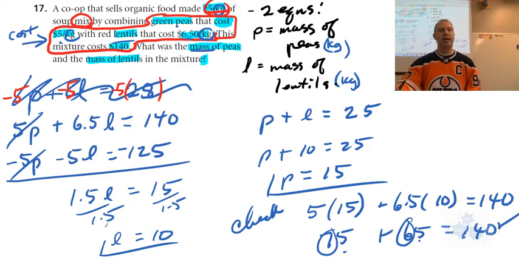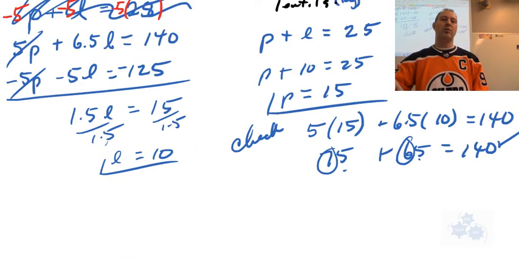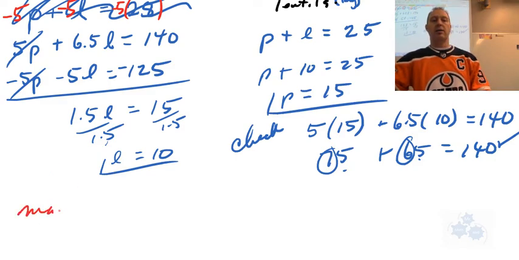Okay? So if you can do some of this stuff in your head, mental math, it saves you some time. If you're unsure, please use your calculator. So there's your answer. Now it's a word question, so what you really ought to do at the very end is don't leave it like this. You need to write a little bit of a word sentence. So in this question, it says what was the mass of peas? So you could say mass of peas is 15 kilograms.